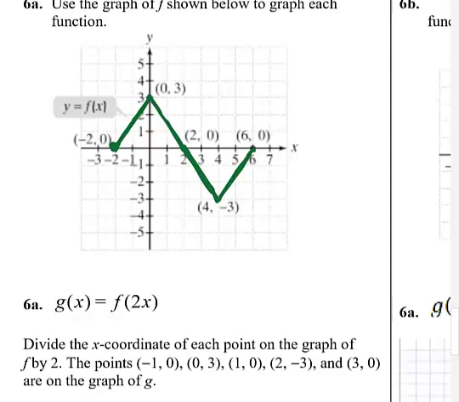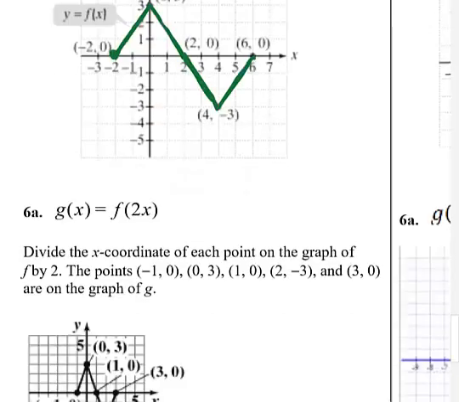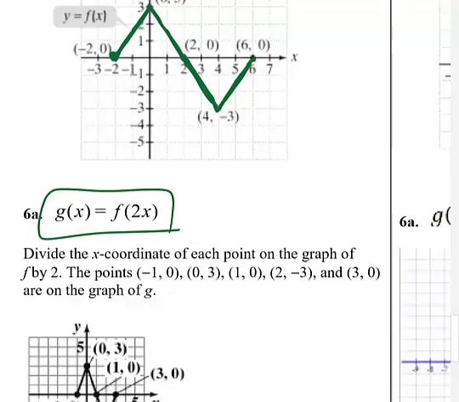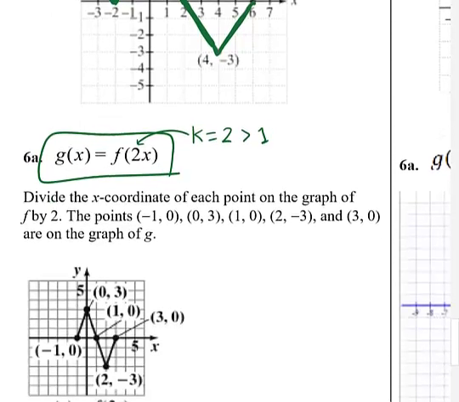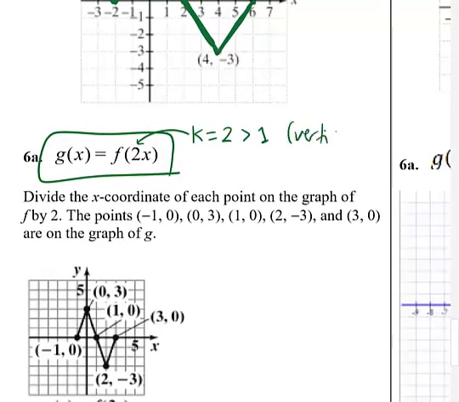So they say, use the graph of f shown below to graph each function. First they want us to graph f of 2 times x. Since that shows me that k is 2, and I'm supposed to compare that to 1 to see whether I stretch it or shrink it. K is greater than 1, so it should be a vertical stretch. Let me see. Stretch, yeah.